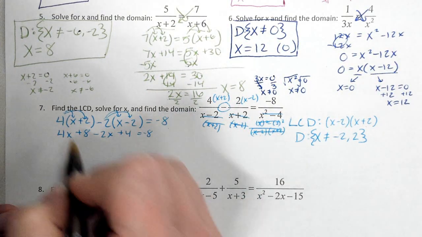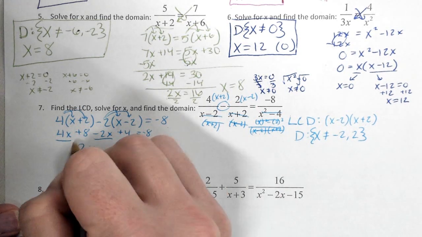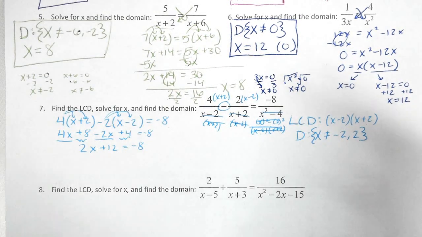And now I'm going to combine like terms. They're on the same side, so they get the same sign. 4x minus 2x is 2x. 8 plus 4 is 12. And nothing's squared, so I'm solving for x. I'm not making it equal 0.